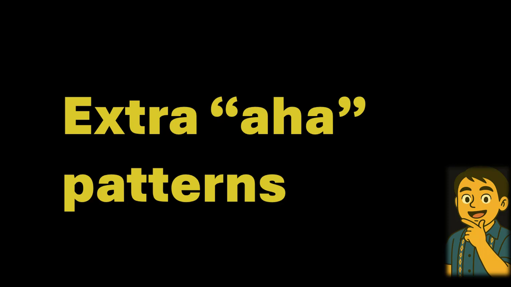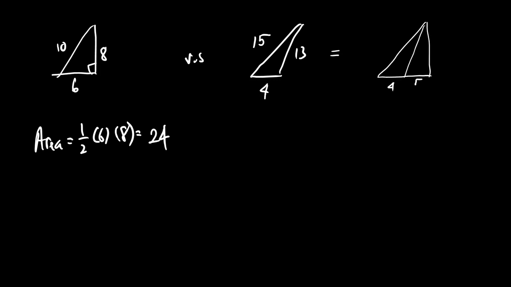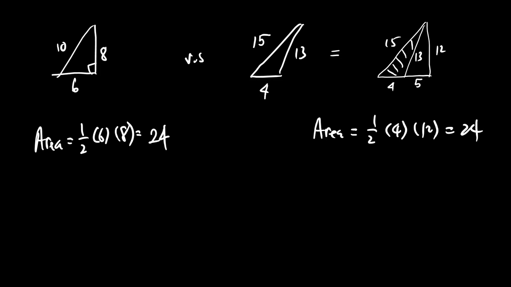Now look at these two Heronian triangles, 6, 8, 10 and 4, 13, 15. The area for the first one is obviously 24. The second one comes from 4, 5, 12, 13, and again the area equals half of 4 and 12. That is also 24, meaning that we can have two different Heronian triangles with equal area.